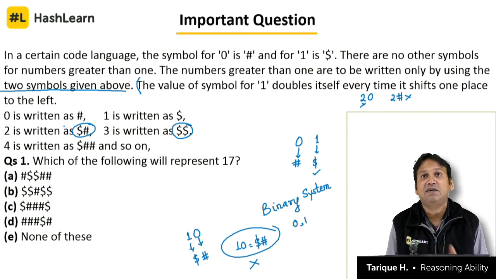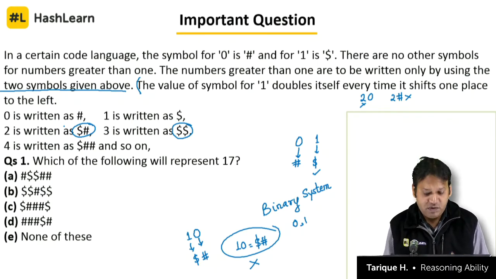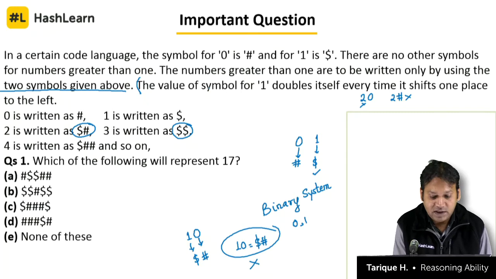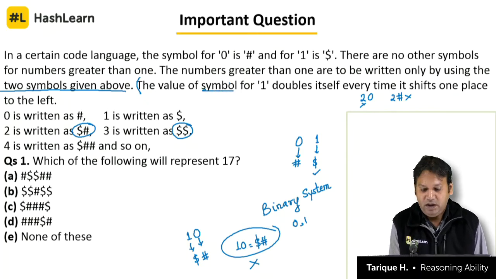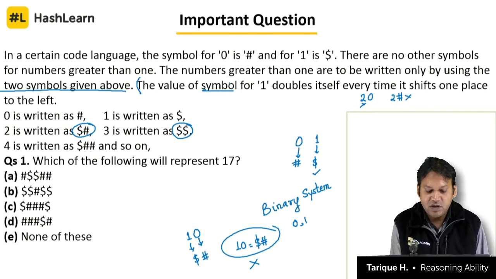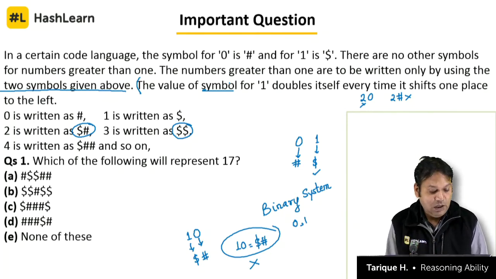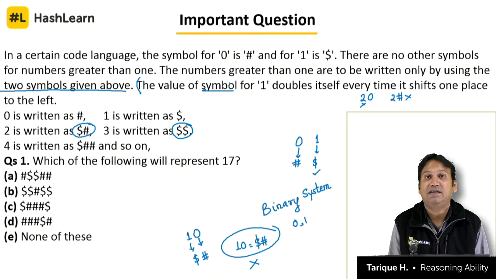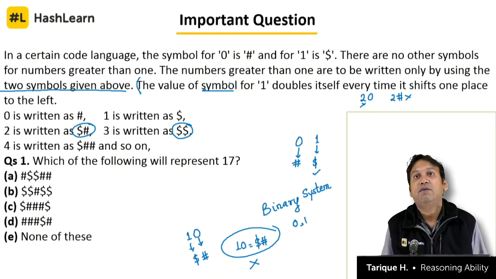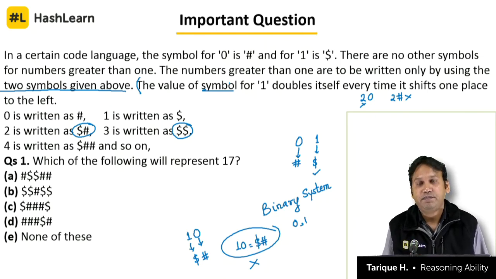You still understand 0 and 1. For 0 I am using hash and for 1 I am using dollar, but what after that? What is this: the value of the symbol for 1 doubles? So is it that 1 is dollar, so it will become dollar dollar? Correct? So that is what we are talking about. This is a binary number system, and if you don't know the binary number system, you cannot make heads or tails of this question. We'll have to simply leave the question.